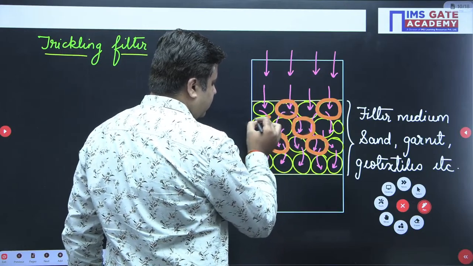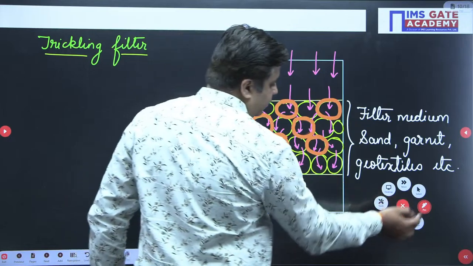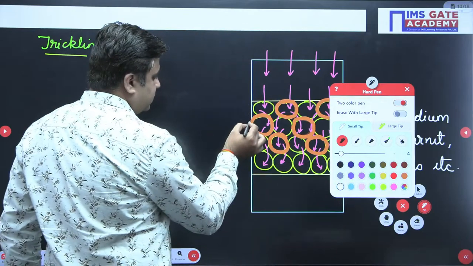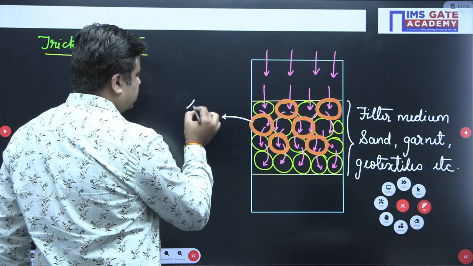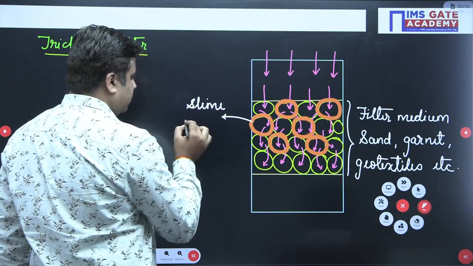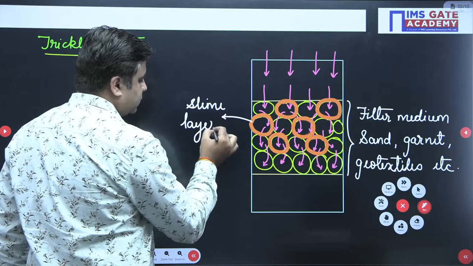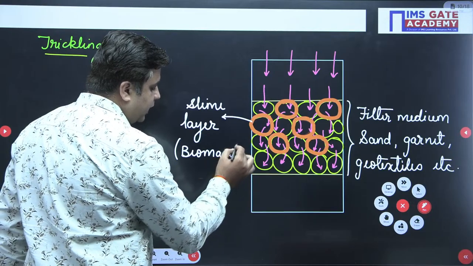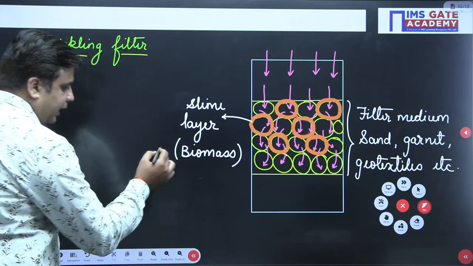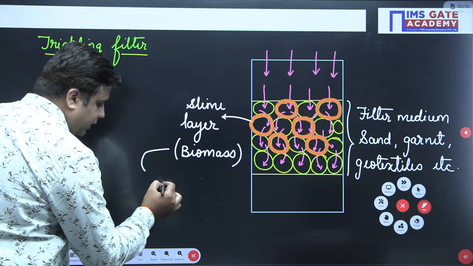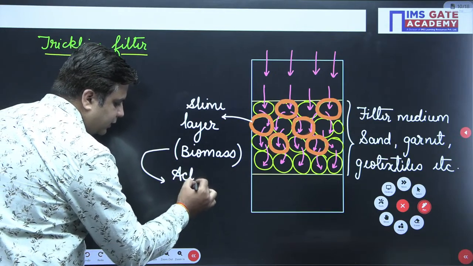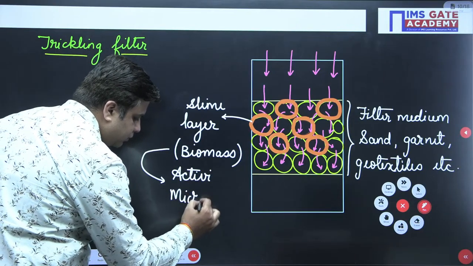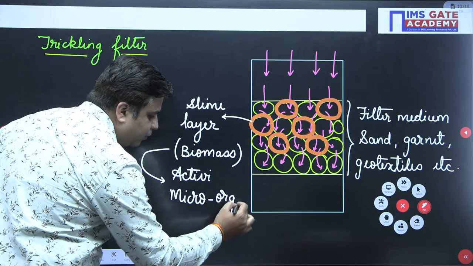This slime layer is of biomass, right? So this is my slime layer, and this slime layer is of biomass. And I have told you, this biomass layer will contain active microorganisms.